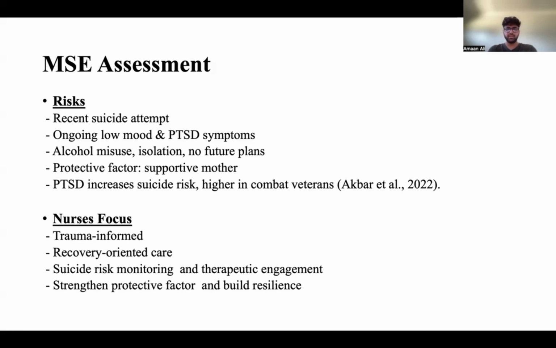From a nursing perspective, these findings highlight the importance of a trauma-informed and recovery-oriented approach. Jake is to be on suicide monitoring, engaging him in therapeutic support and strengthening his protective factors, which is important in maximizing his safety and recovery. Nurses also play a key role in building therapeutic rapport, which can encourage Jake to engage with treatment and begin developing future goals that promote resilience.